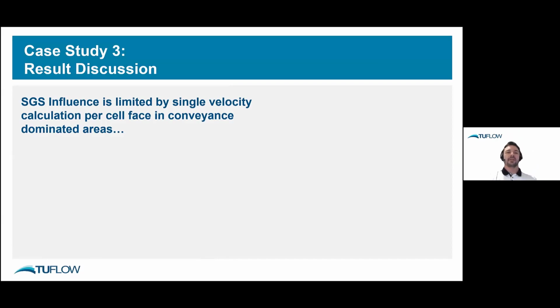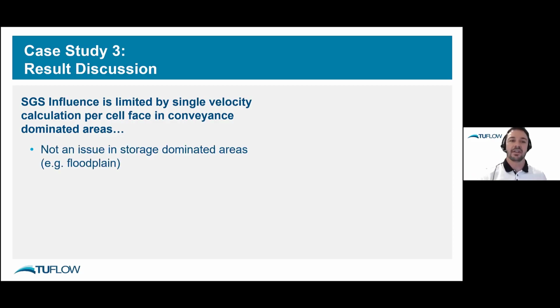So yeah, the effectiveness of SGS is very much influenced by that single cell velocity calculation per face in conveyance dominated areas like this. It's worthwhile noting that's not an issue if you're in a storage dominated area, like in the floodplain. You could have quite big cells out there and the results would still be accurate because it's storage dominated. It's not velocity dominated.